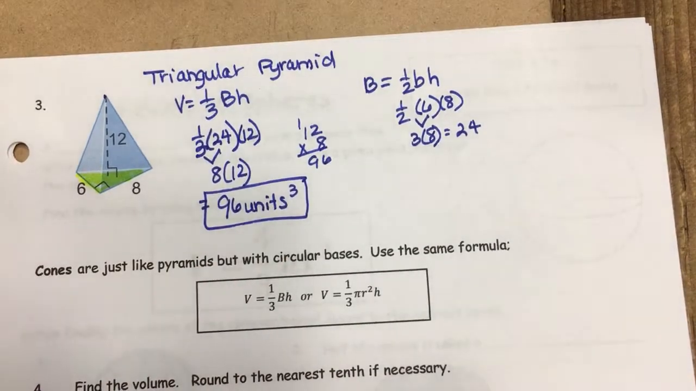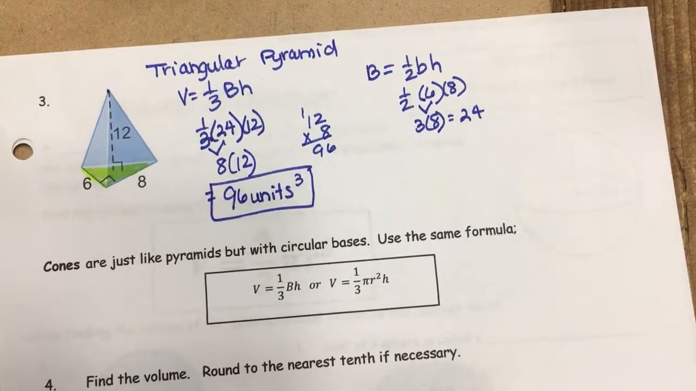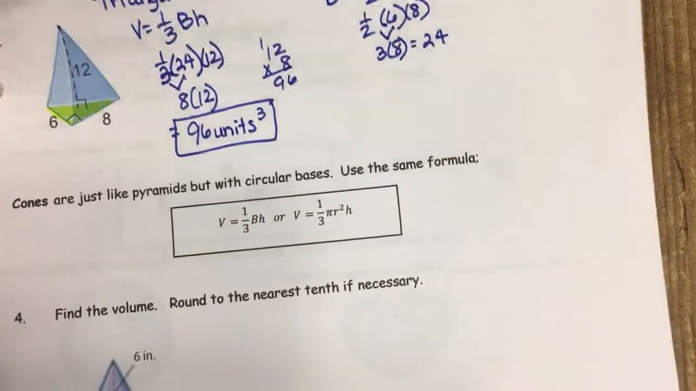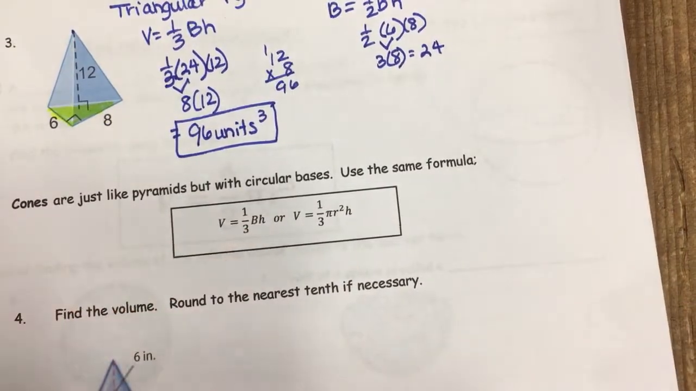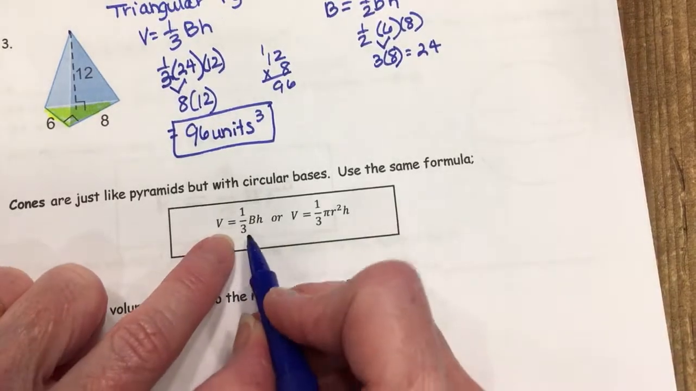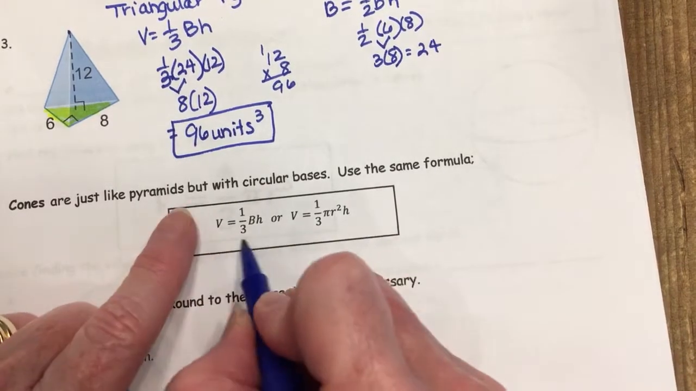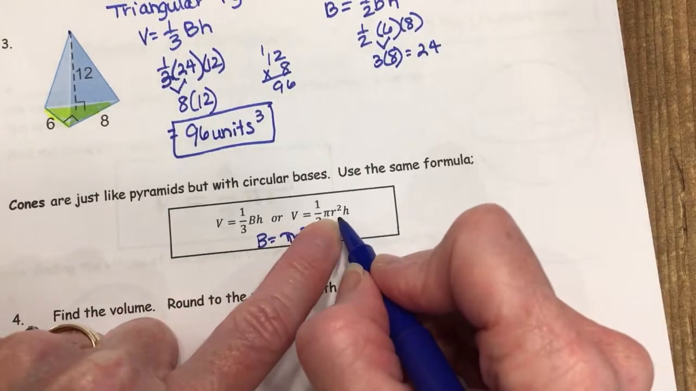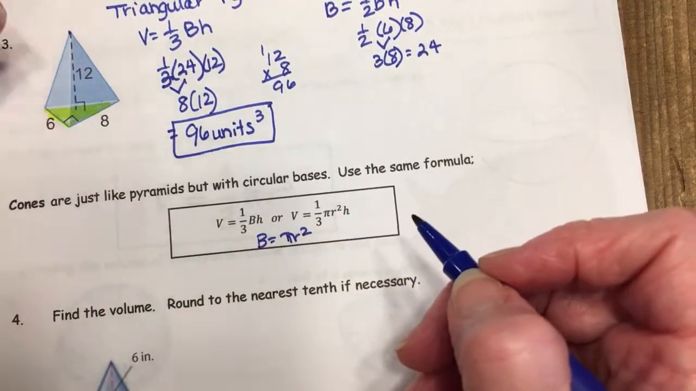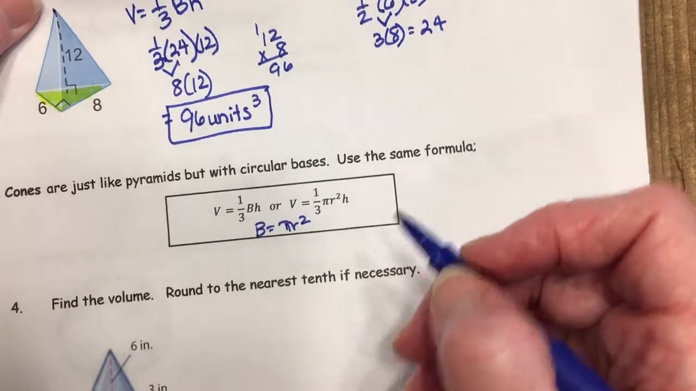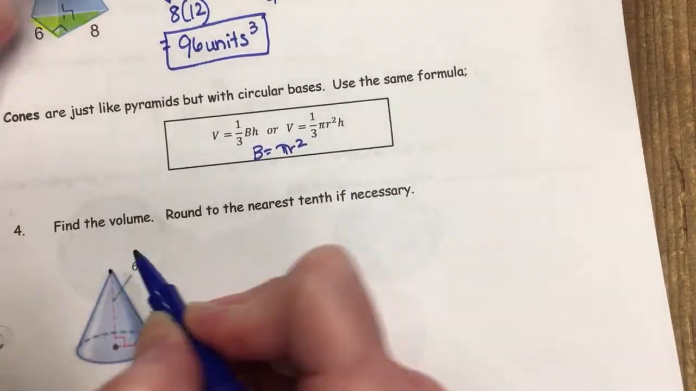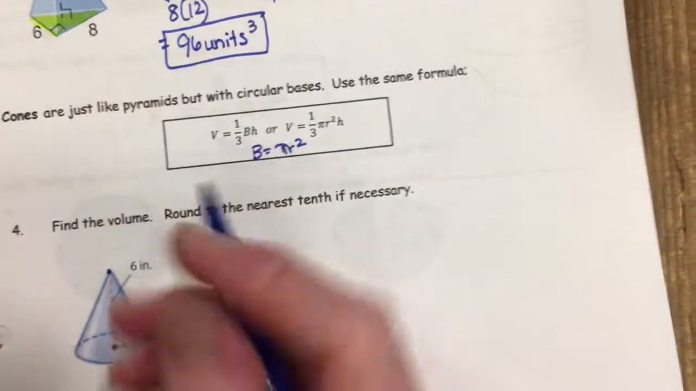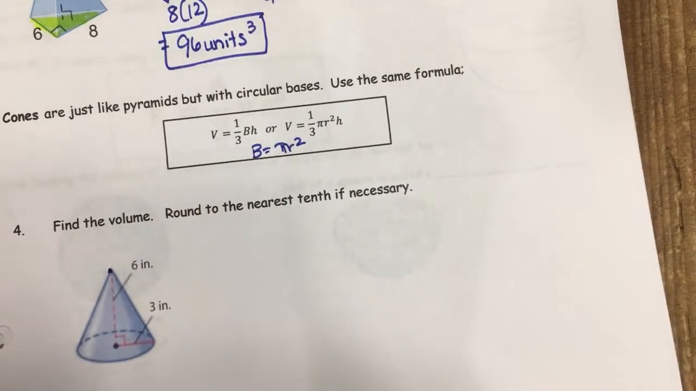All right. Now, a cone is kind of like the cylinder. So the cone is like a pyramid, but it just has a circular base. So it uses the same formula, only the base is going to be what? Pi r squared. So you end up using 1/3 pi r squared times the height. But everything else is pretty much the same. So you're still going to have this vertex.